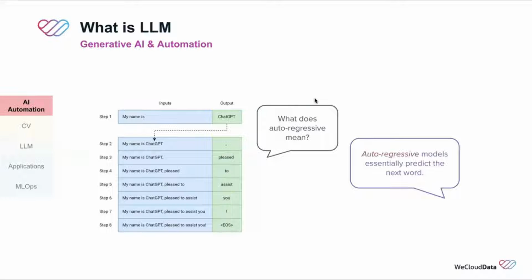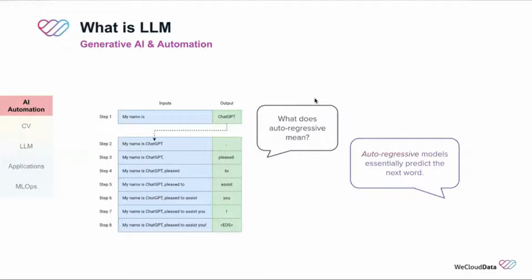Here, for example, the first step is the input, which is "My name is", and the output in the training data can be "ChatGPT". So imagine you scrape this data from the web, and someone is saying that my name is ChatGPT. Then you can construct the input and output: "My name is" is the input, ChatGPT is the output, and you feed that into the LLM. This is basically one record.